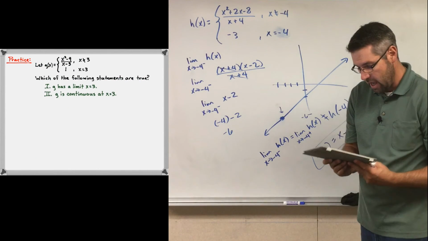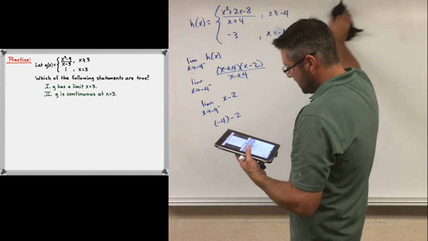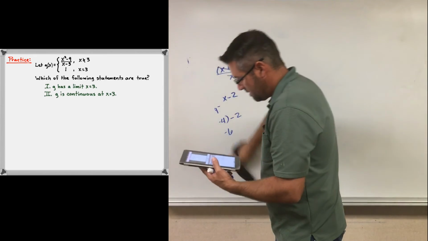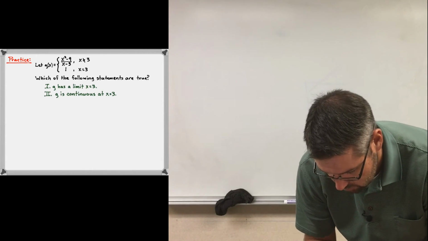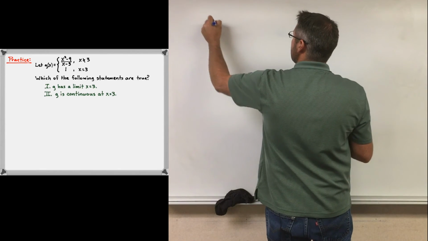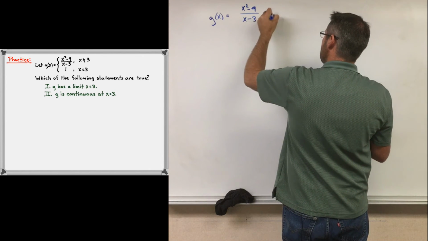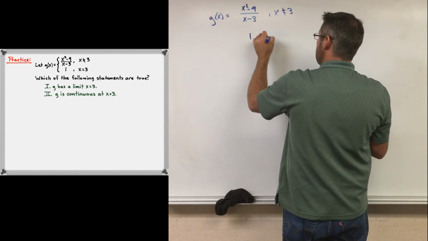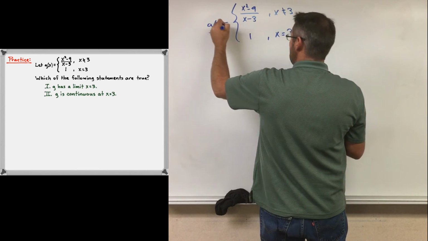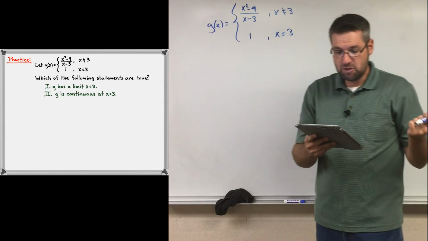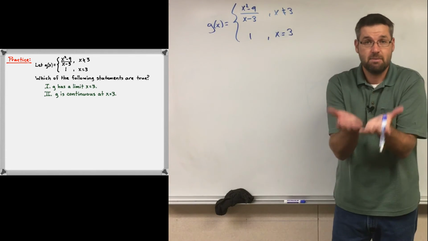All right, let's look at another problem. This one is a little bit more direct in what it is asking for, because it's asking to determine what the limit is, or does the limit exist at a specific point. So we've got g of x is equal to x squared minus 9 over x minus 3 for x not equal to 3, and 1 for x equal to 3. And we're trying to figure out, number one, if g has a limit at x equals 3, and number two, if g is continuous at x equals 3. Remember, how do we know if there's a limit at a point?